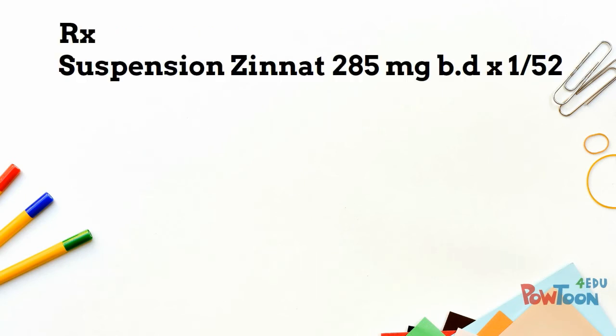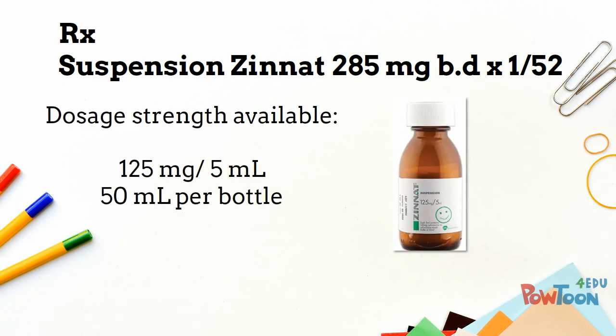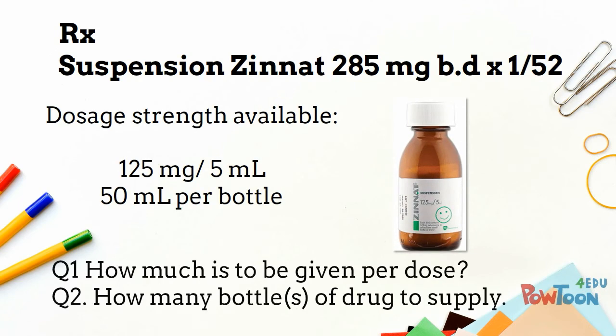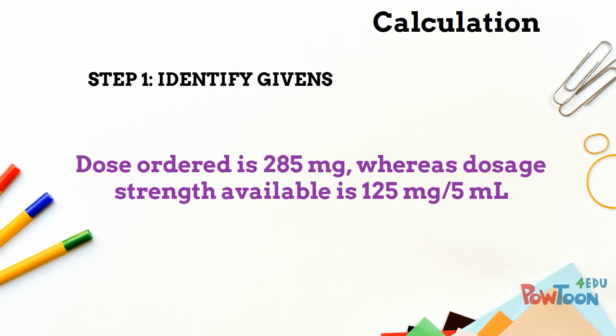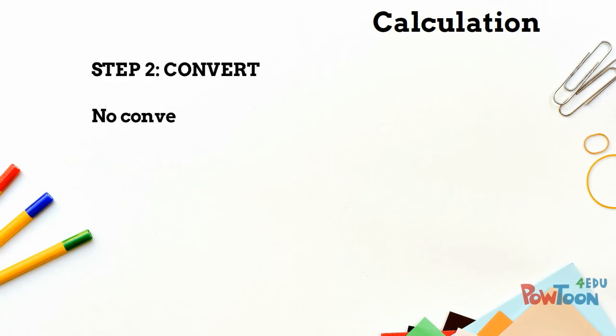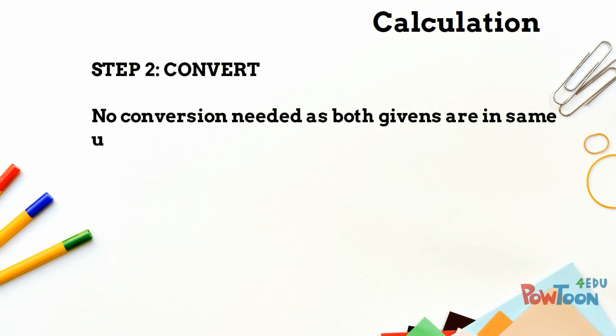Let's look at the second example. Suspension given at 285 mg BD for a week. The dosage strength available is 125 mg per 5 ml in 50 ml bottles. To start with, you should know that the dose ordered is 285 mg, whereas the dosage strength available is 125 mg per 5 ml. Again, no conversion is needed as both are in the same unit system, milligram.